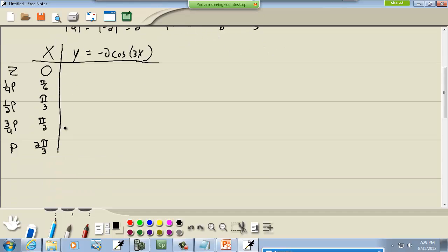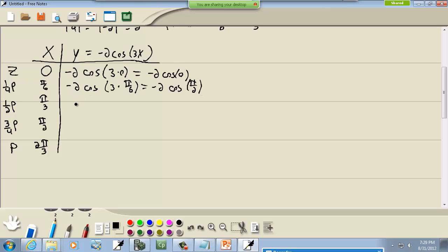Okay, so let's plug this in. So I got negative 2 cosine of 3 times 0, which gives us negative 2 cosine of 0. This one we got negative 2 cosine of 3 times pi over 6, which is negative 2 cosine of pi over 2. This one is negative 2 cosine of 3 times pi over 3 equals negative 2 cosine of pi.